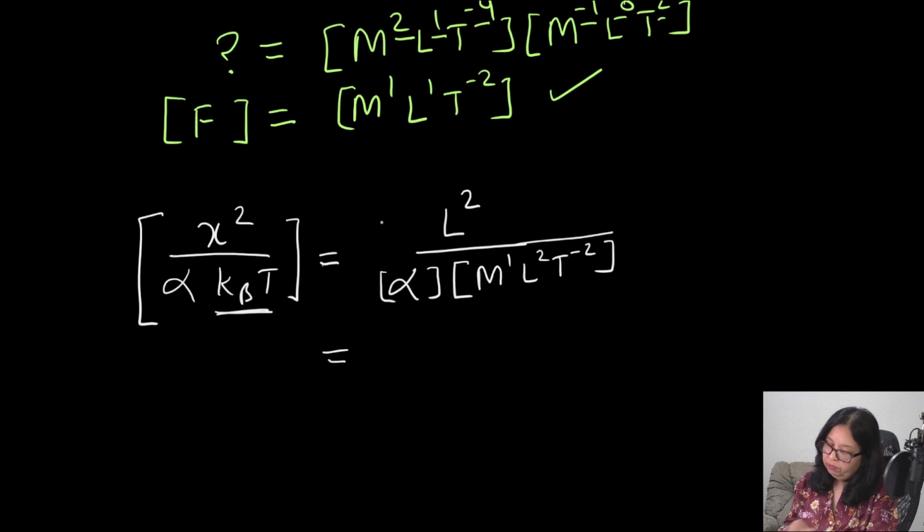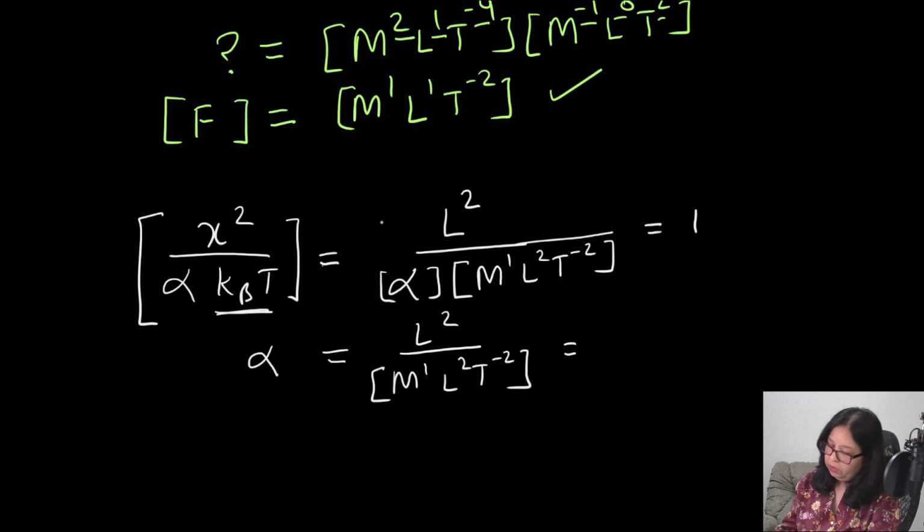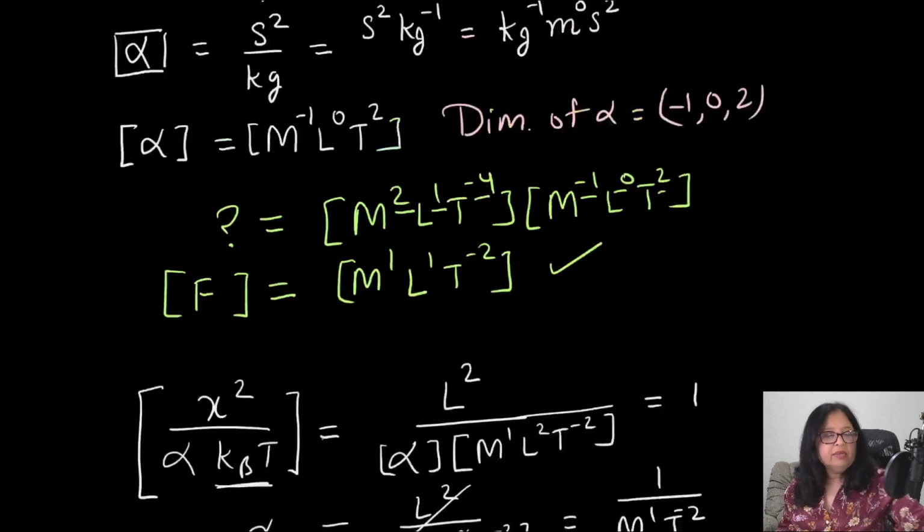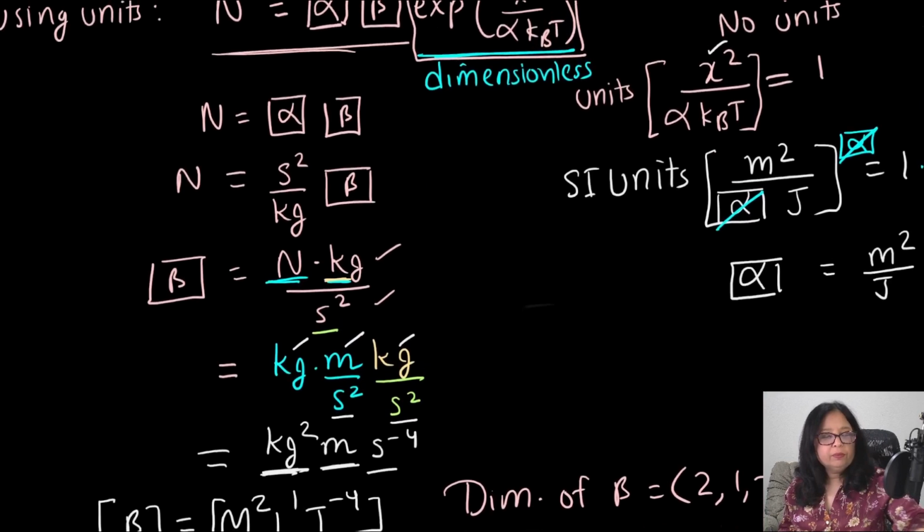So if I want this to be equal to 1, that means alpha will have to be L squared divided by M1 L2 T-2, which gives us, this L squared cancels out. I'm left with M-1 T2, which is T squared over M, right? And if you look at the units, this is going to be second squared over kilograms. And that's precisely what we have up here.